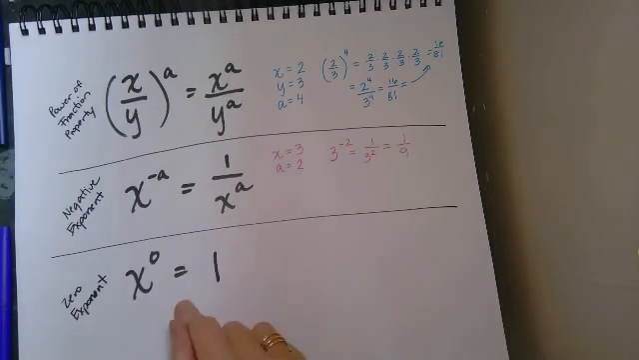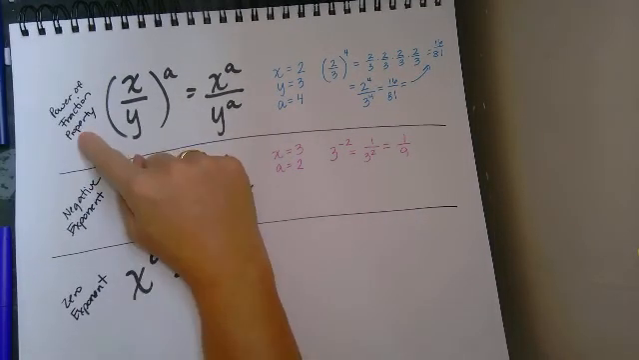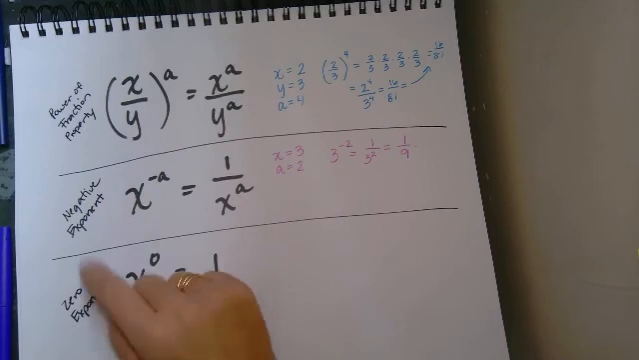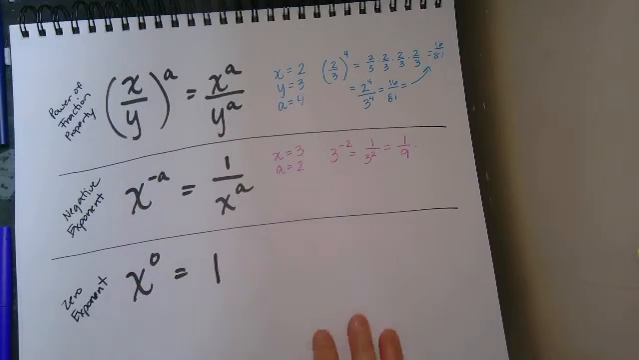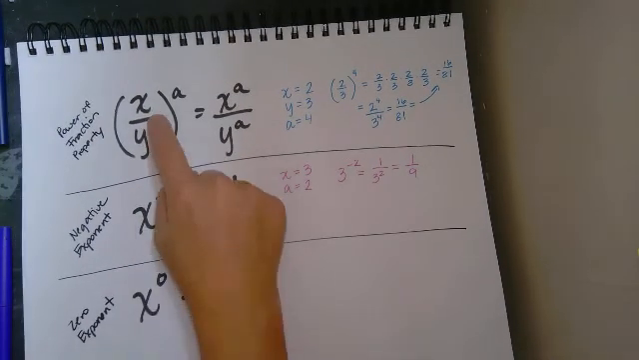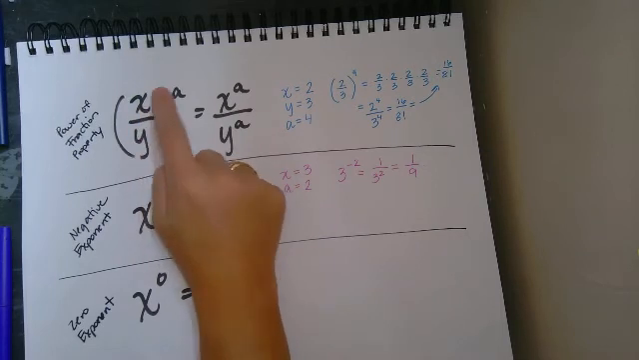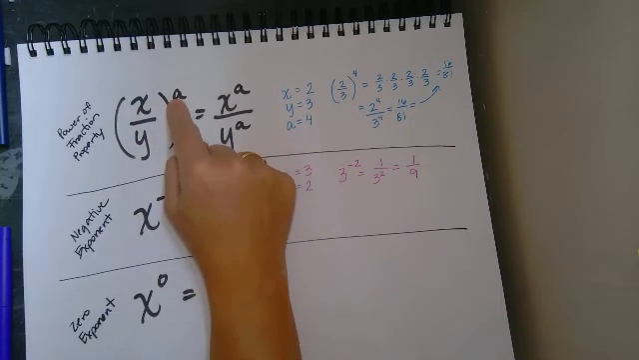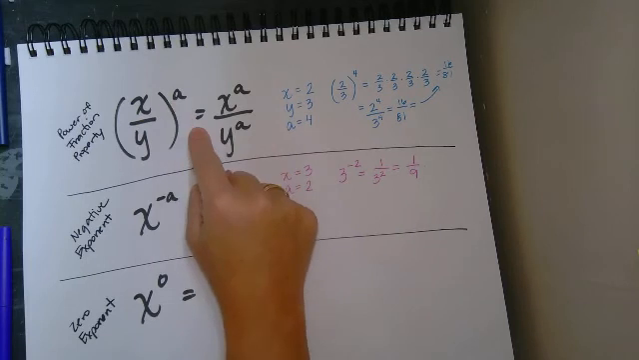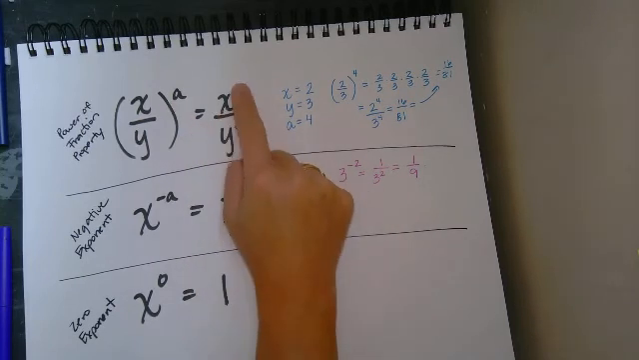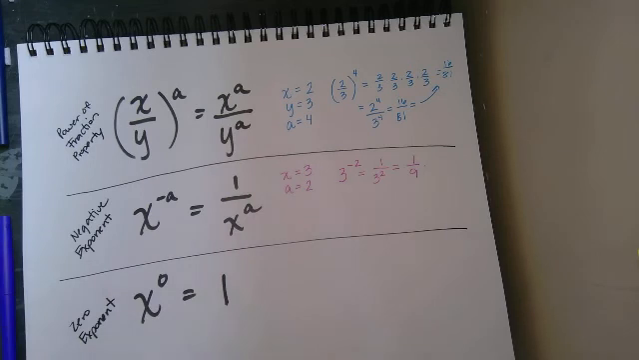Okay, everybody, the next page, 3 more rules: the power of a fraction property, the negative exponent rule, and the zero exponent rule. So 3 more to go. This one we have this fraction, or you could look at it as a division problem, x divided by y, and then that whole thing raised to the power of a. According to our exponent rule, that's the same as x to the a divided by y to the a.